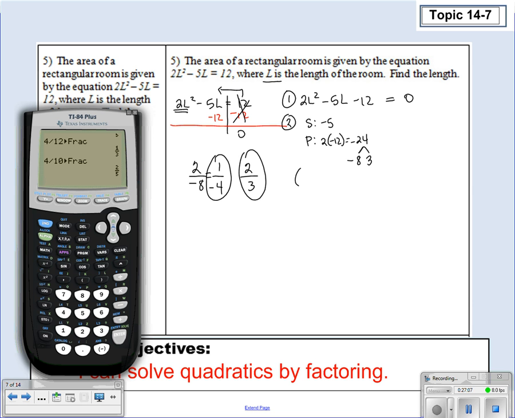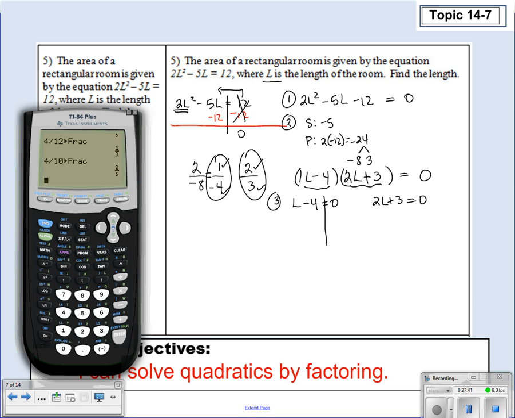Using those fractions, let us rewrite our quadratic in factored form. Our variable now is an L. So top number goes in front of the L, bottom number goes after the L. Second fraction, top number in front of the L, bottom number behind the L. Since it's positive, we put a plus. Third step is take those factors and set them equal to 0. L minus 4 equals 0. 2L plus 3 equals 0.